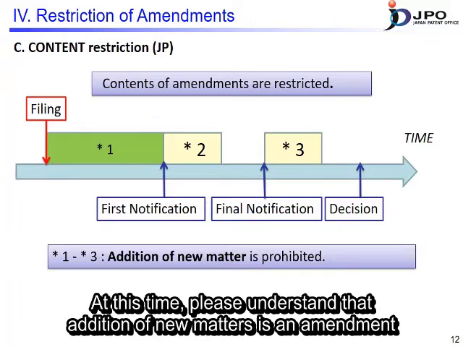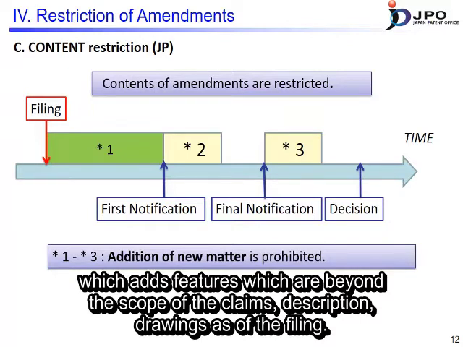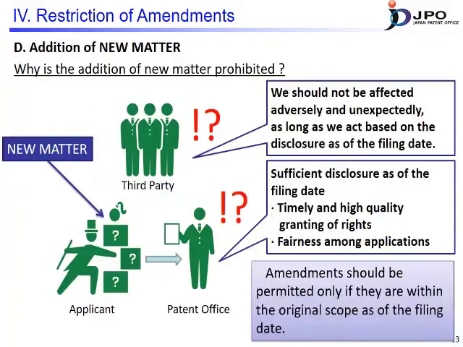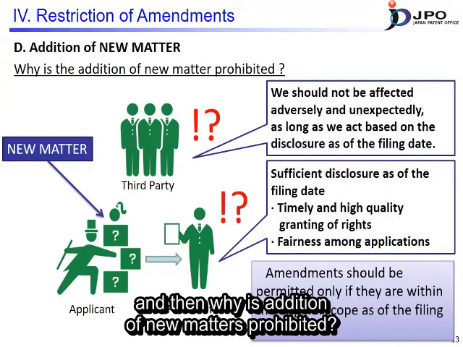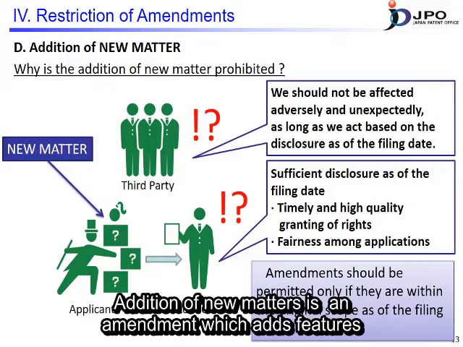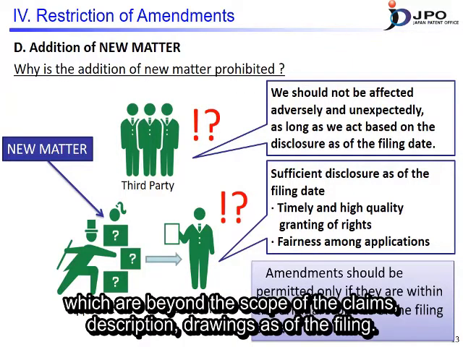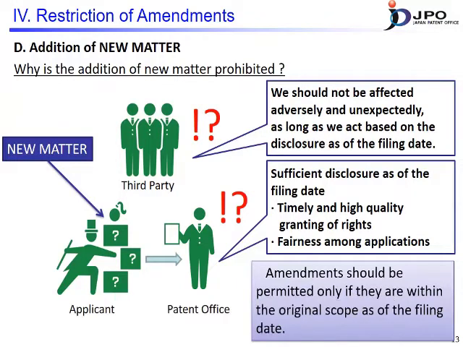At this time, please understand that addition of new matters is an amendment which has features which are beyond the scope of the claims, description, and drawings as of the filing. As I showed you before, addition of new matters is prohibited. And then why is addition of new matters prohibited? Addition of new matters is an amendment which has features which are beyond the scope of the claims, description, and drawings as of the filing.